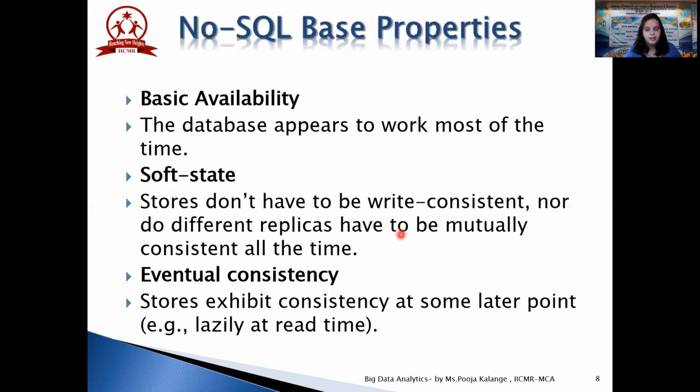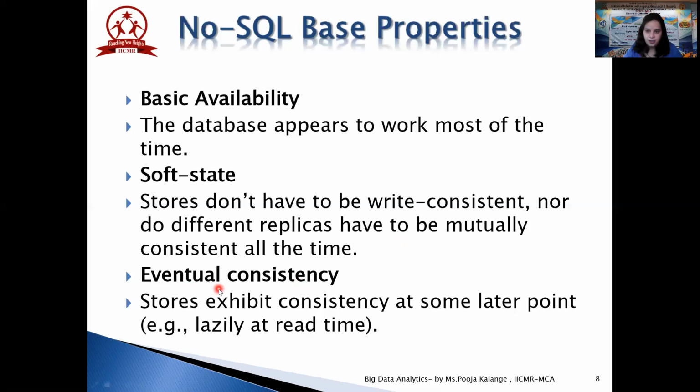Here the consistency is being taken as a soft parameter. The different replicas will not have a consistent state right now. There will be a consistent state which will be created after some period of time. So that is said to be eventually consistent. Okay, so that is the soft state which is present in the NoSQL BASE properties.